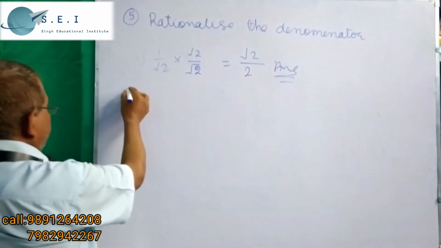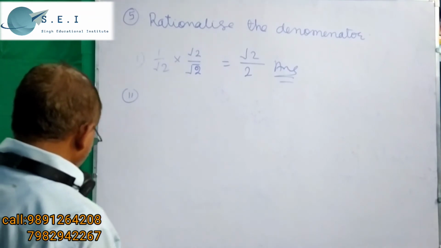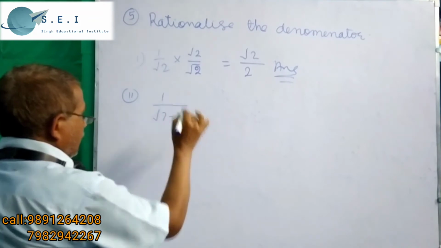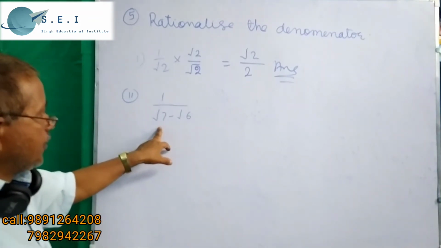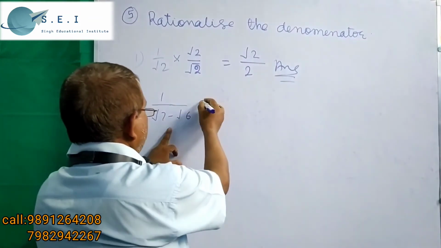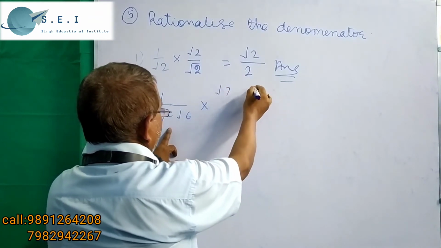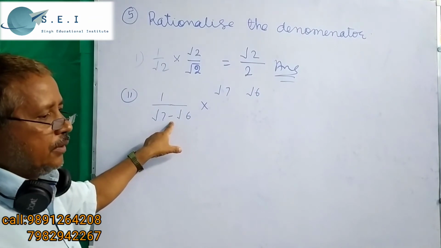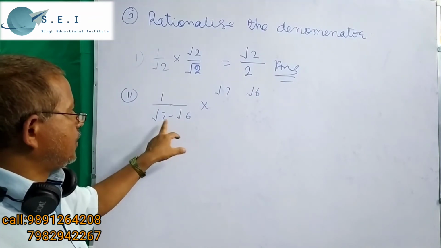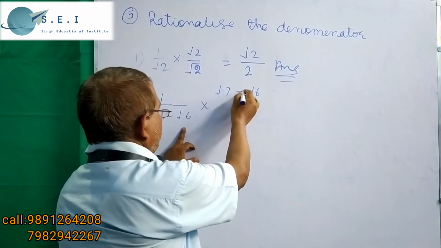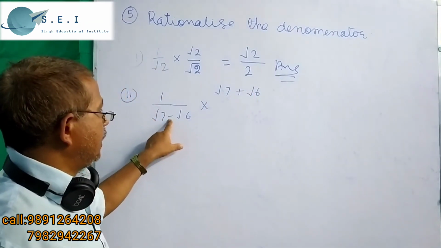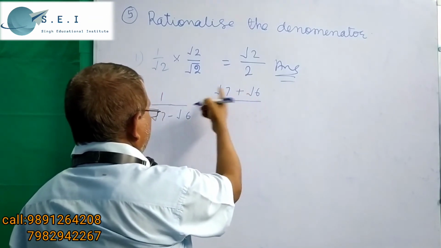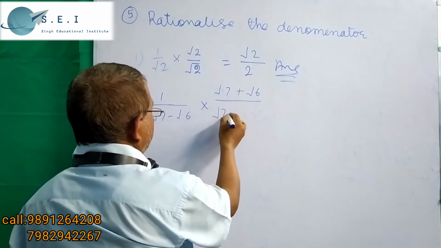Second part is 1 upon root under 7 minus root under 6. Now here the rationalizing factor is the same, root under 7 and root under 6, but with the opposite sign in between, which is plus. Opposite sign of negative is positive, and multiply the same quantity at the numerator and denominator.